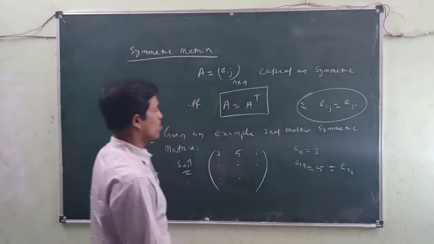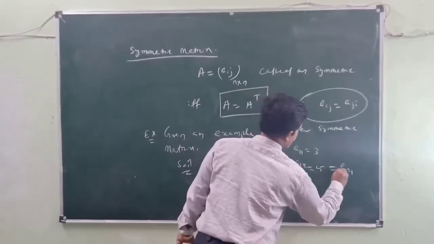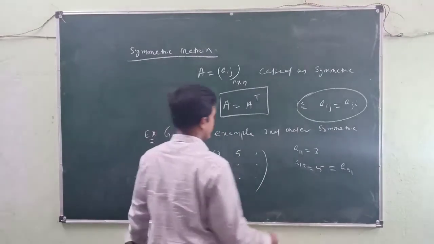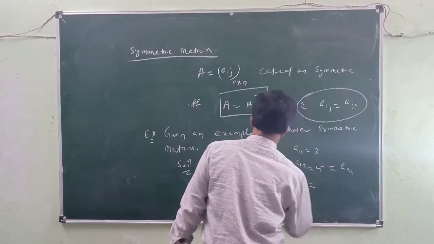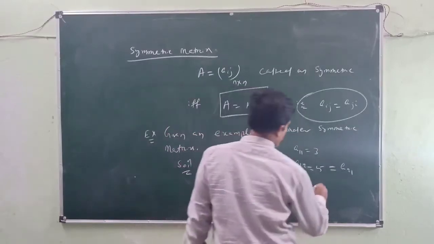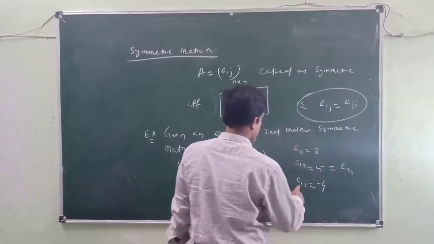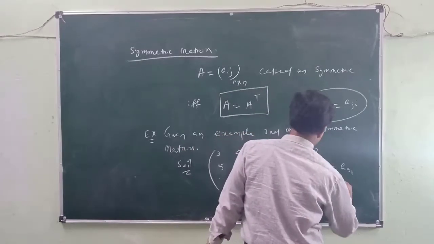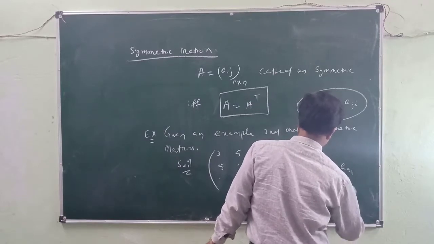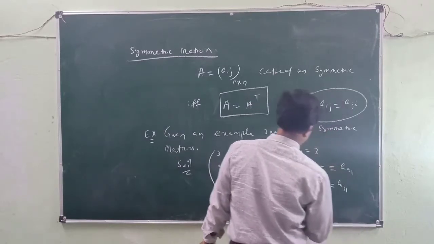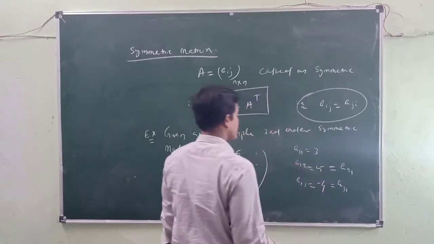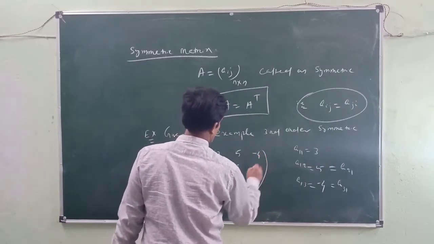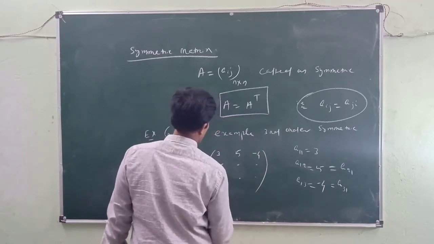In place of a21, you write 5. Again, the position a13, look, this position. Suppose I write -4. Since a13 equals -4, it will be the value at position a31. So in place of a31, you write -4.